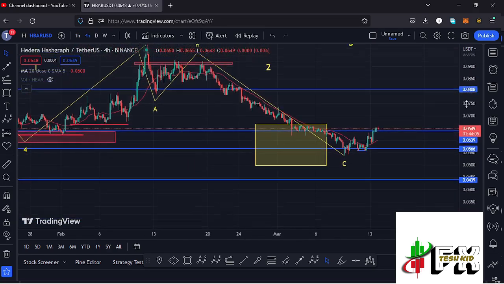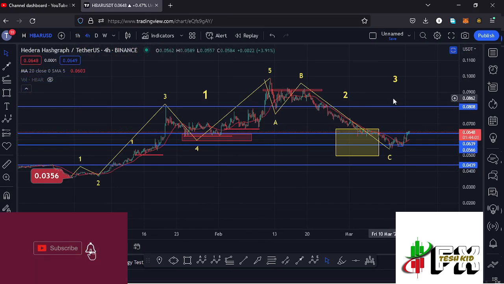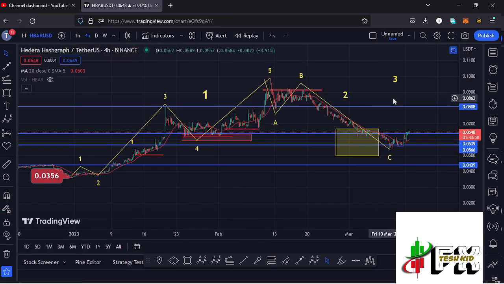sketch out my target areas to the upper side in the formation of this wave 3, first give this video a thumbs up, subscribe to the channel, and also check out the channel membership.